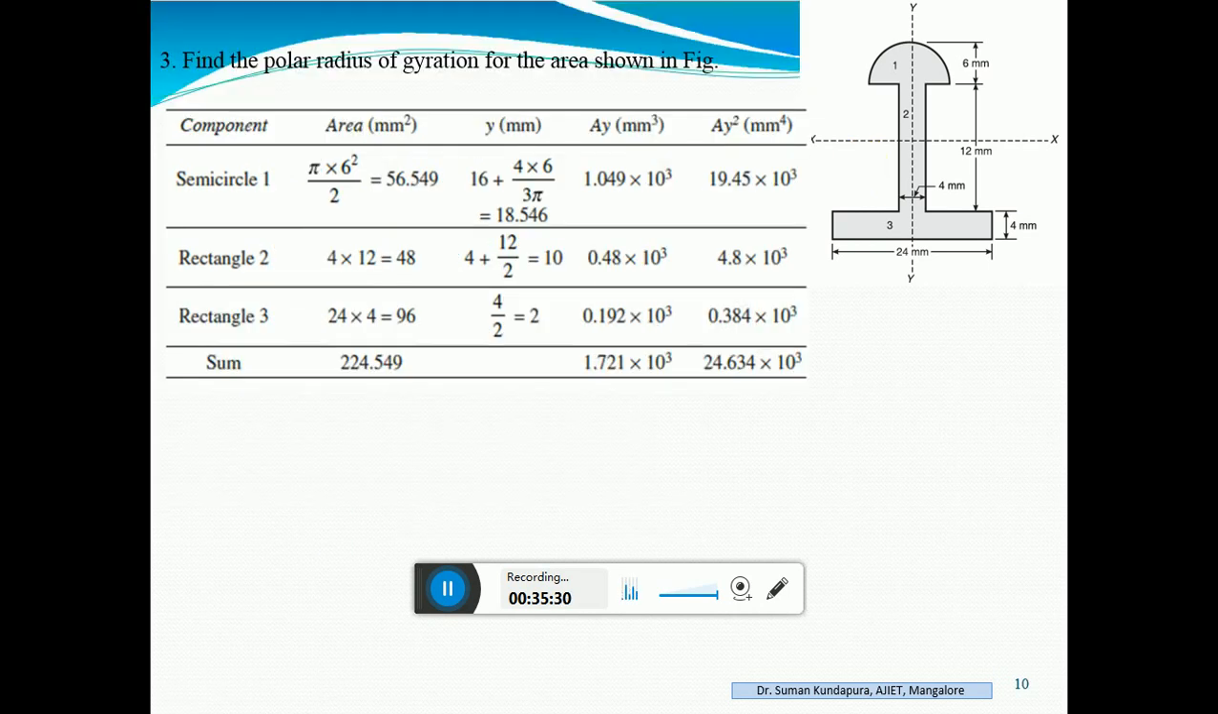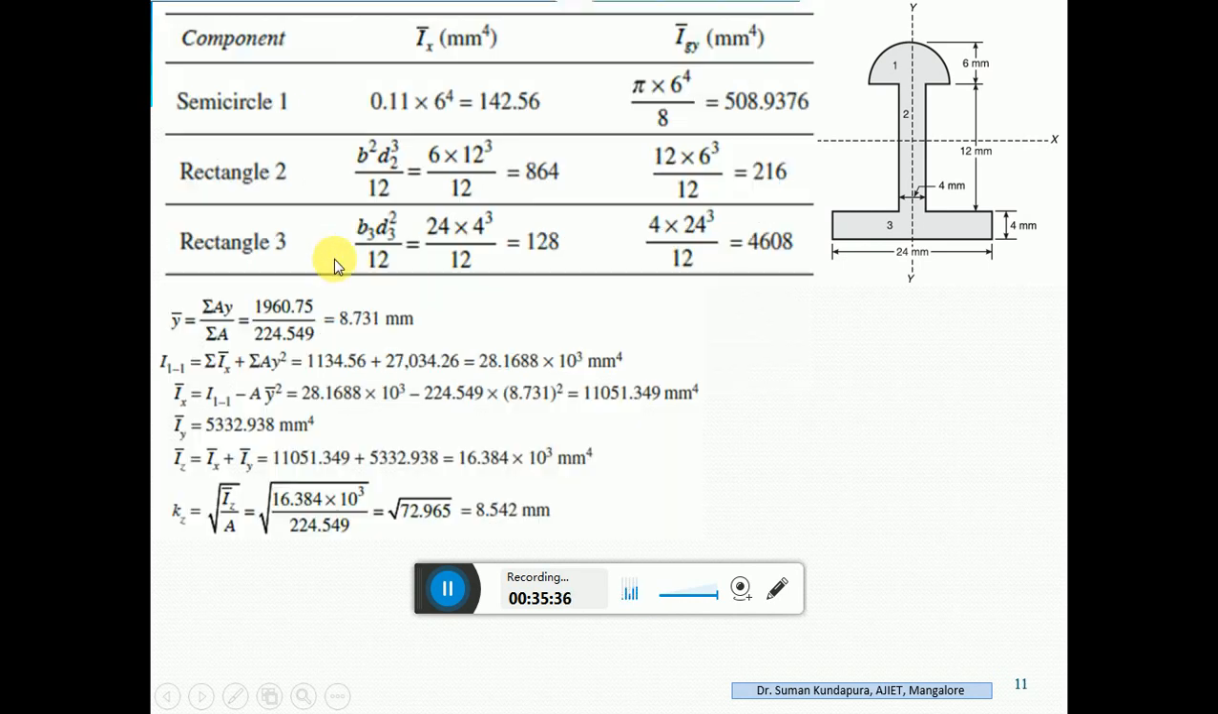So in the previous case we used 4 millimeter for the rectangle, right? So here also please correct this, put 4 here, put 4 here, and take the respective values. And the third rectangle is D b cube by 12. Sum of the Ix and sum of the Igy.